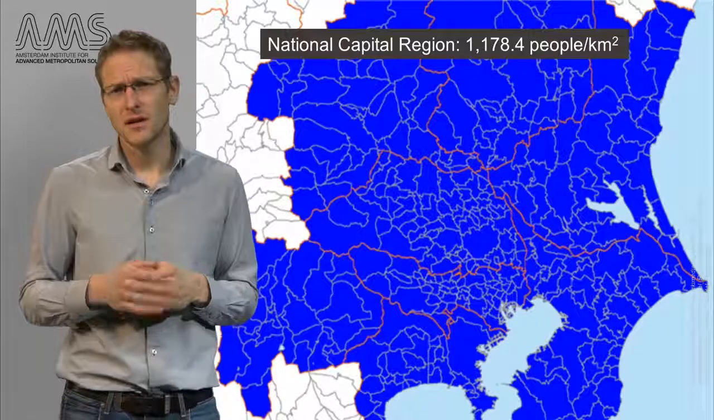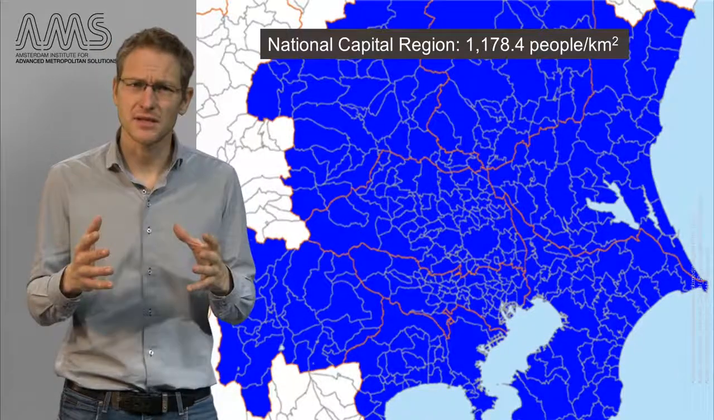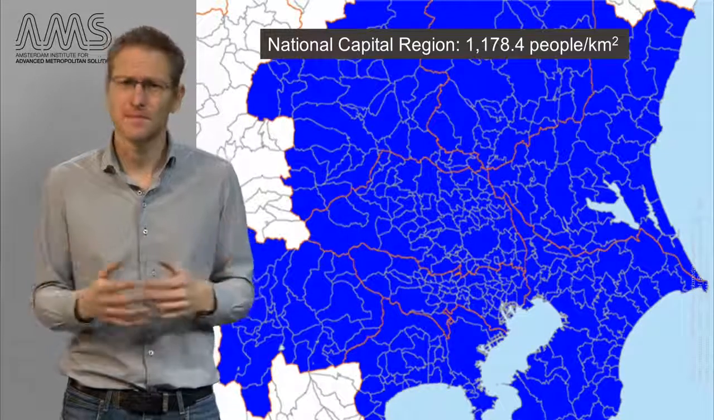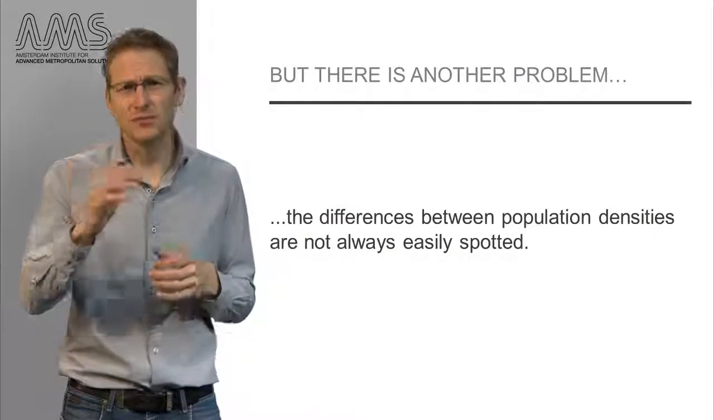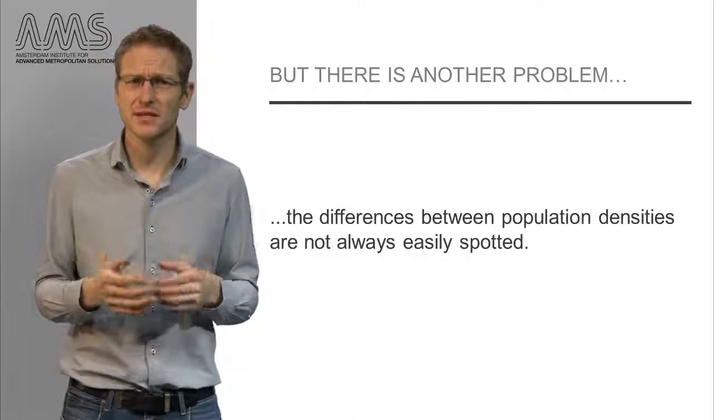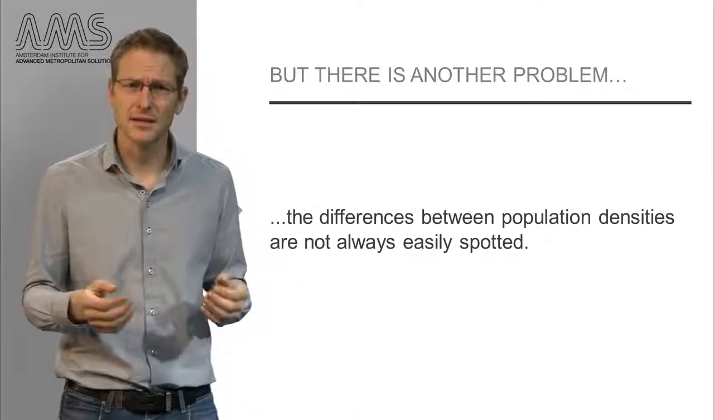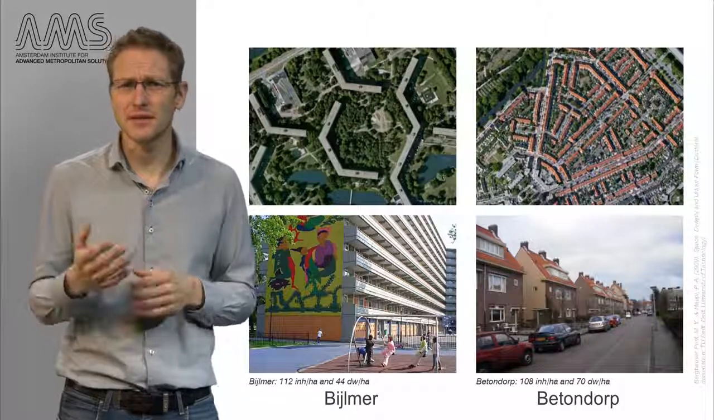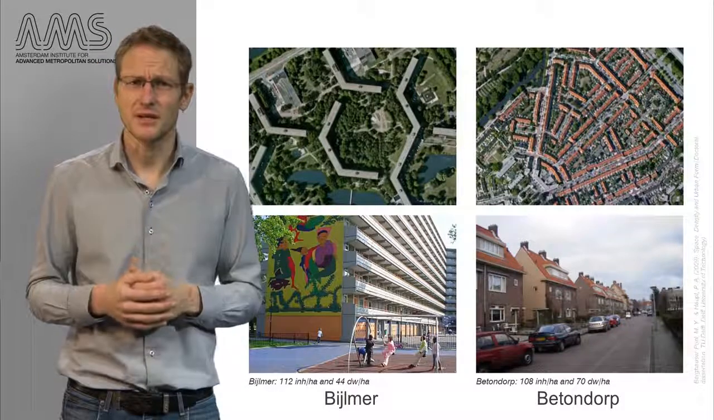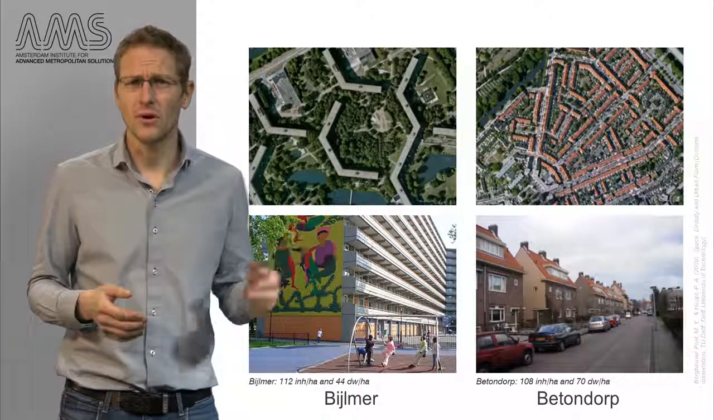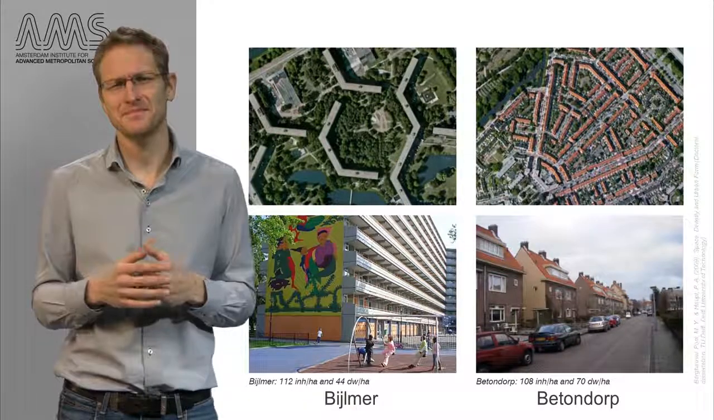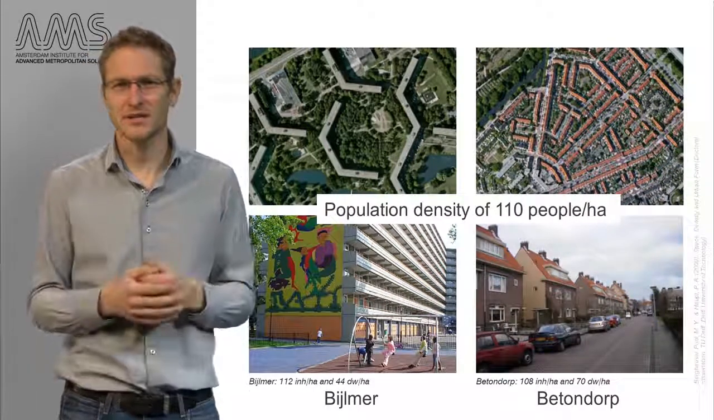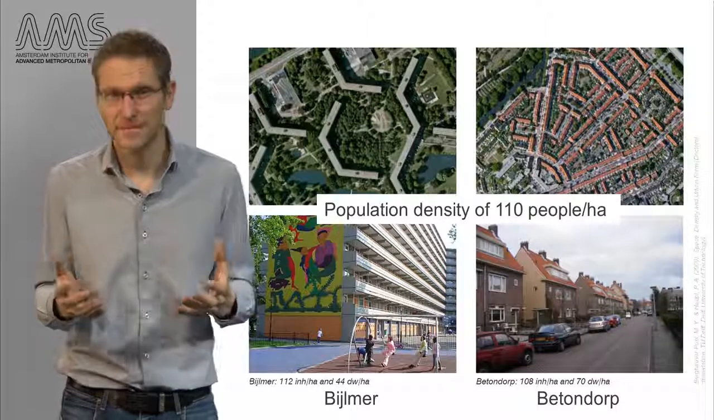The message is, every time you hear a population density, ask yourself, where has it been measured and what is the reference area used? But there is another problem. The different population densities are difficult to spot. Look at the next slide. What do you think? Which of these two urban areas in the Netherlands has the higher population density? Bijlmer on the left or Betondorp on the right? Easy, right? Well, they both have the same population density, but they look very different, don't they?